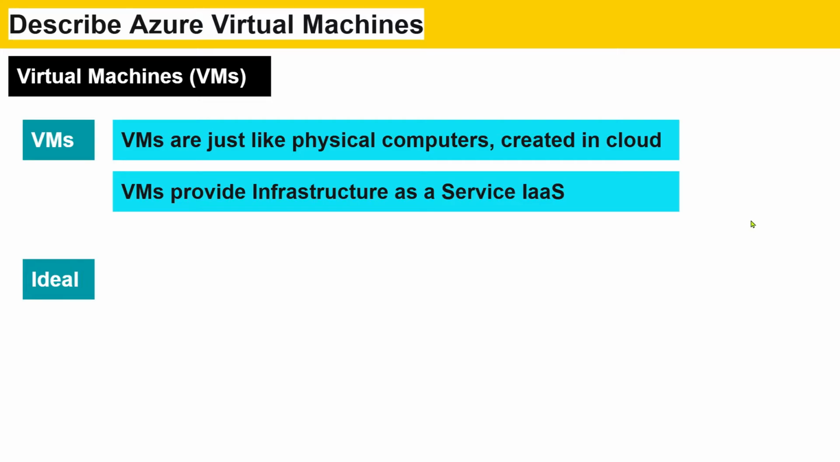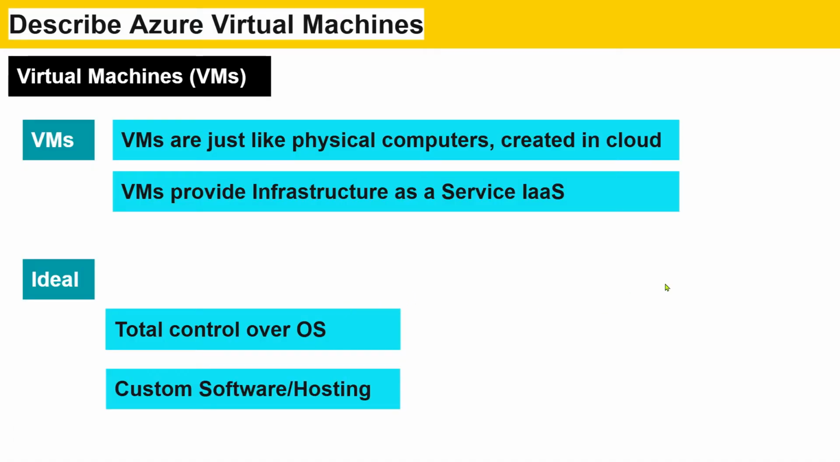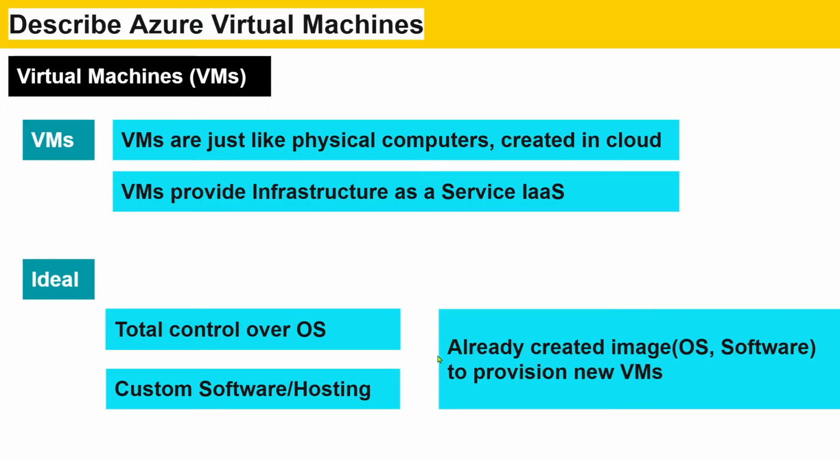Now what is it ideal for? When should I go for VMs? With cloud VMs, I have total control over the operating system I'm going to install. I want Windows 10, I want Ubuntu, I want Linux. Whatever is required, the kind of operating system that you need can be installed. You have total control over the operating system. And without saying, you also have control over the software that you install, right? How you host them, all the configuration, everything is in your control.